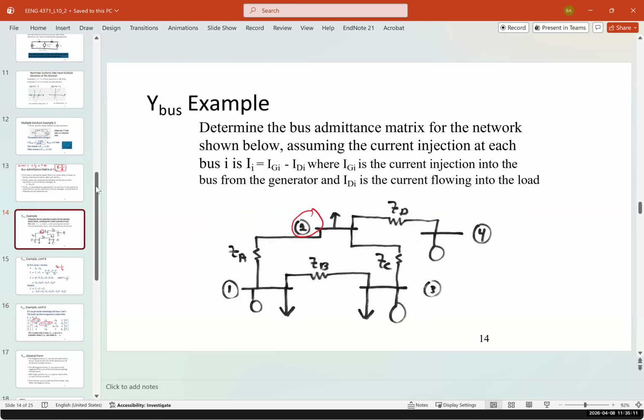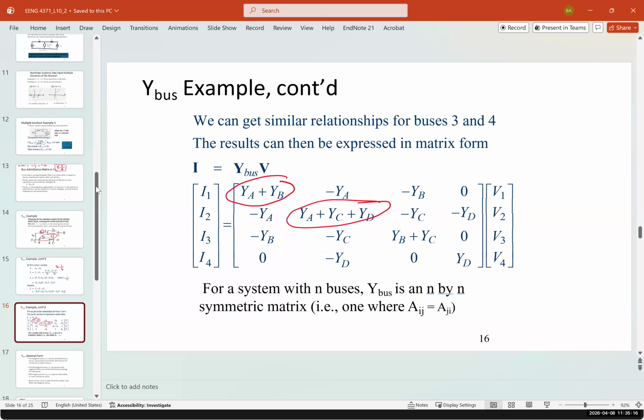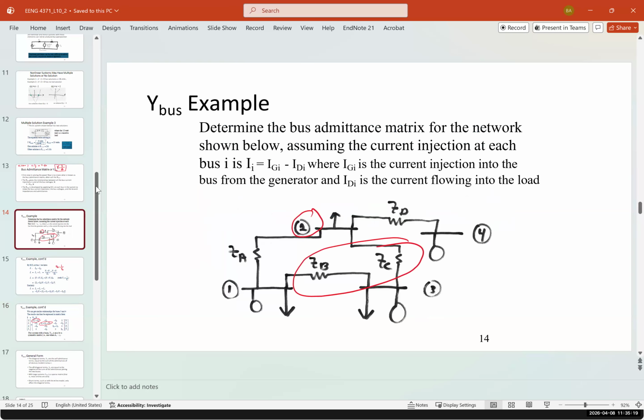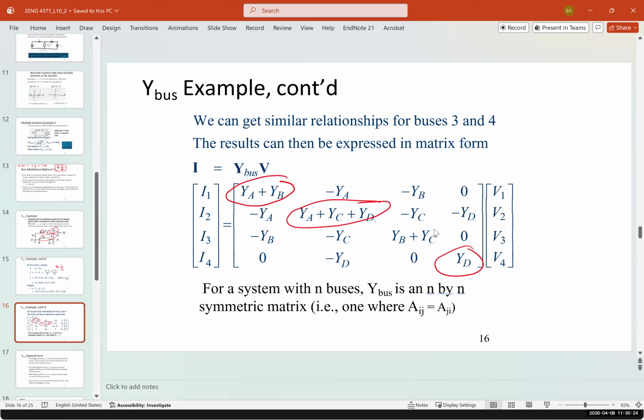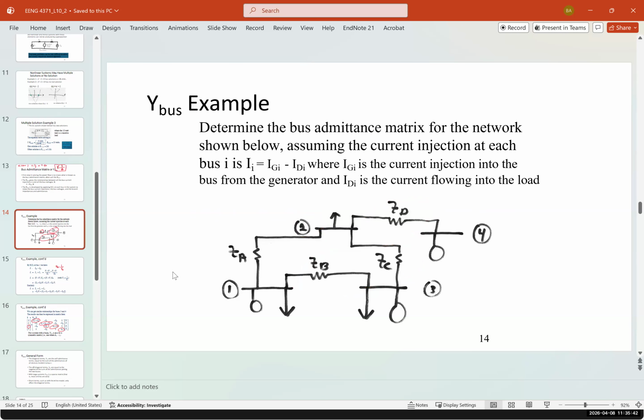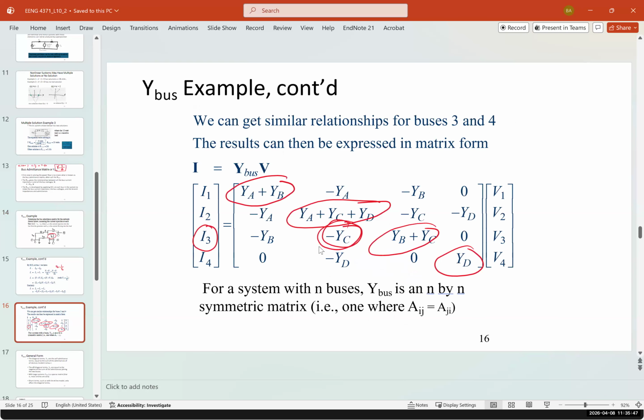Perfect. And what about bus number 3? Yes, it's going to be YB plus YC. And what about bus number 4? It's going to be only YD. So the diagonal ones are all the admittances that are connected to that node or bus. Now the off-diagonal ones, for example, between 3 and 2: what impedance do we have between 3 and 2? C. So it's going to be negative YC.